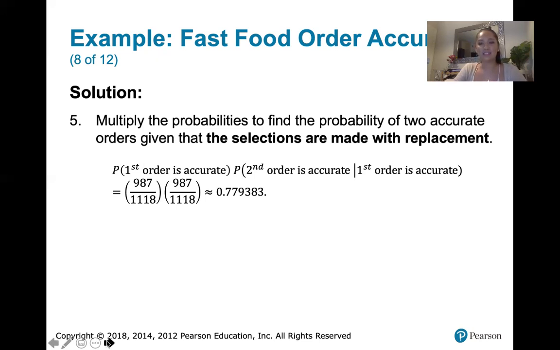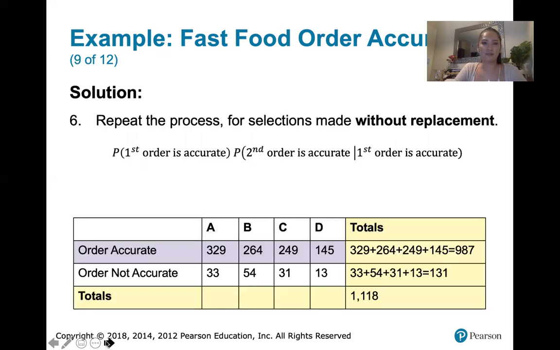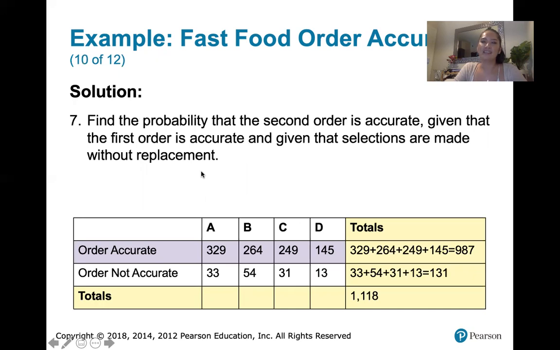This time we're going to make selections without replacement. So you still use the same formula and the probability that the first order is accurate stays exactly the same. We just have to think about the probability that the second order is accurate now, assuming that the first order was accurate and that selections are made without replacement. So you've got this hat with 1,118 orders in it, and 987 of those were accurate. You already took one out and it was accurate. The question is, what is the probability that the second order is accurate given that the first order was accurate?